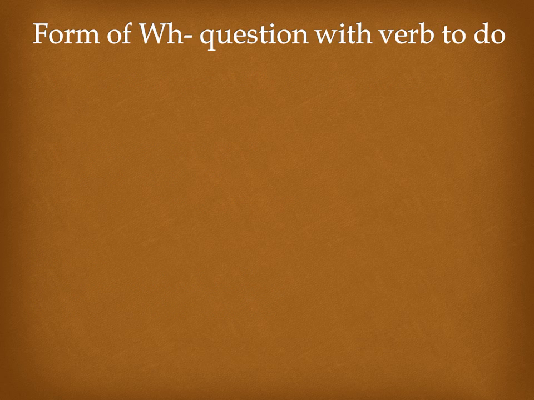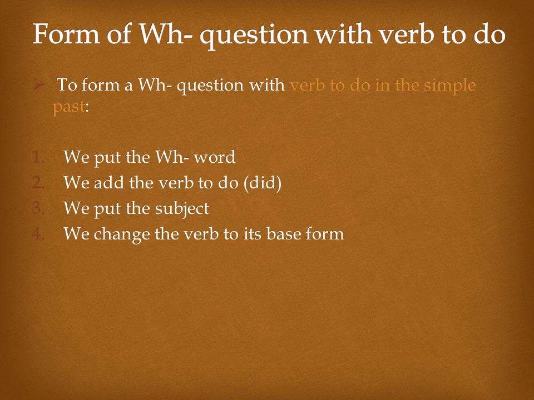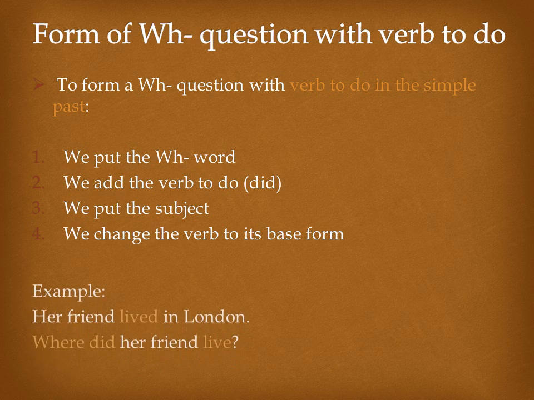And also you have to know how we form a WH question with verb to do. To form a WH question with verb to do in the simple past, you have to follow those steps. Number one, we put the WH word. Number two, we add the verb to do, which is did in the past. Number three, we put the subject. And number four, we change the verb to its base form.